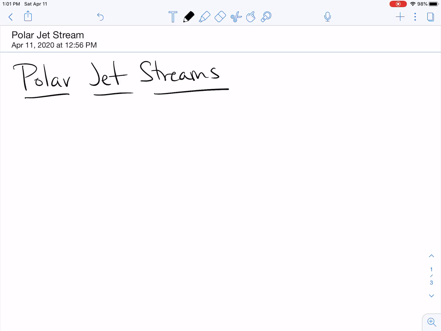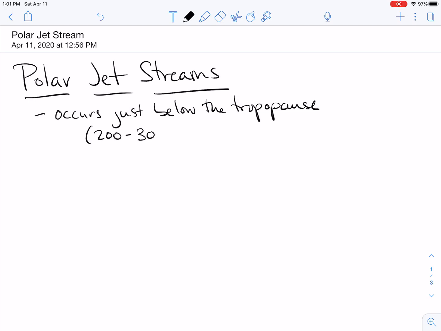The polar jet generally occurs just below the tropopause. That's because just below the tropopause, around 200 to 300 millibars, or 200 to 300 hectopascals, is where we see the greatest slope in the tropopause, which is the largest factor in the placement of our polar jet stream. And that's because polar jet streams occur as the result of low-level temperature gradients.